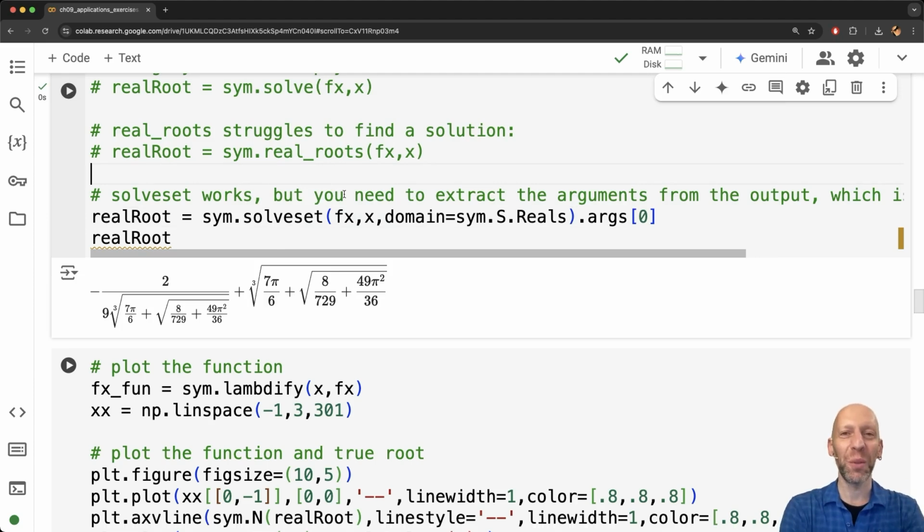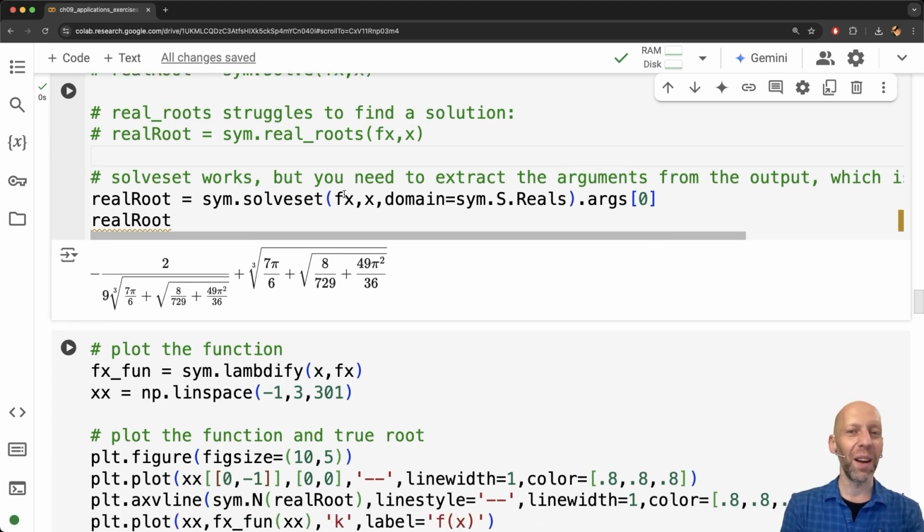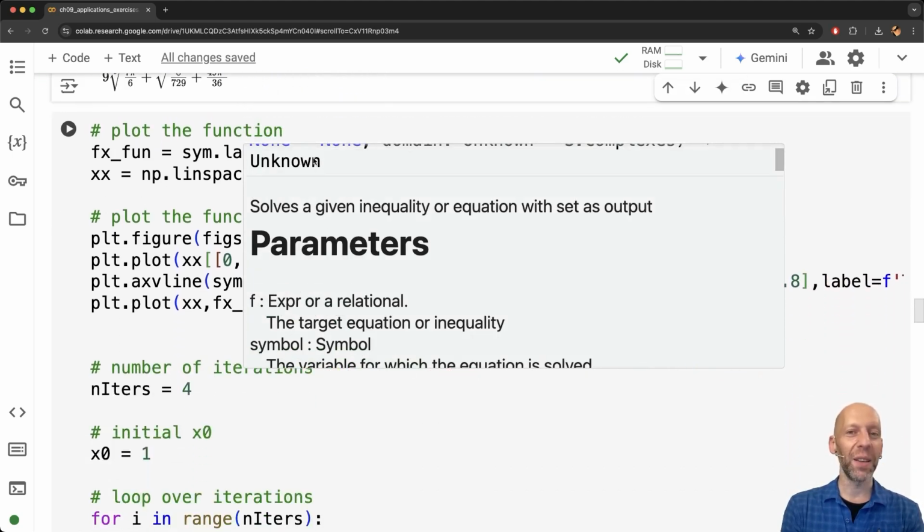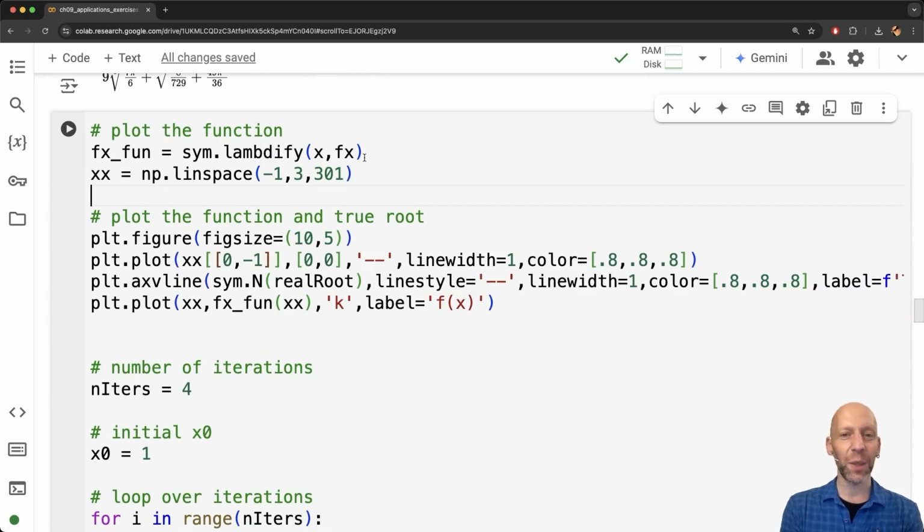So I hope you feel like you learned something about working with SymPy from this exercise. SymPy is powerful, but it can be weird and tricky and sometimes not very intuitive. Anyway, now we have the real root. Now the next goal of this exercise was to generate that figure.